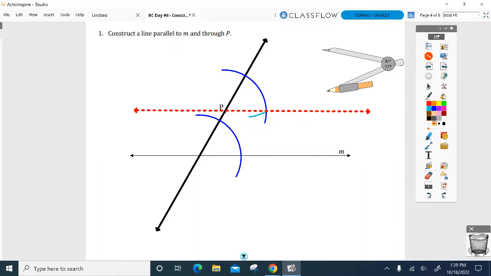Few things before we move on. Any markings you want to put on that diagram? What can I put on both lines? They're parallel, so what can I put on them? I can put my arrow markings on there.